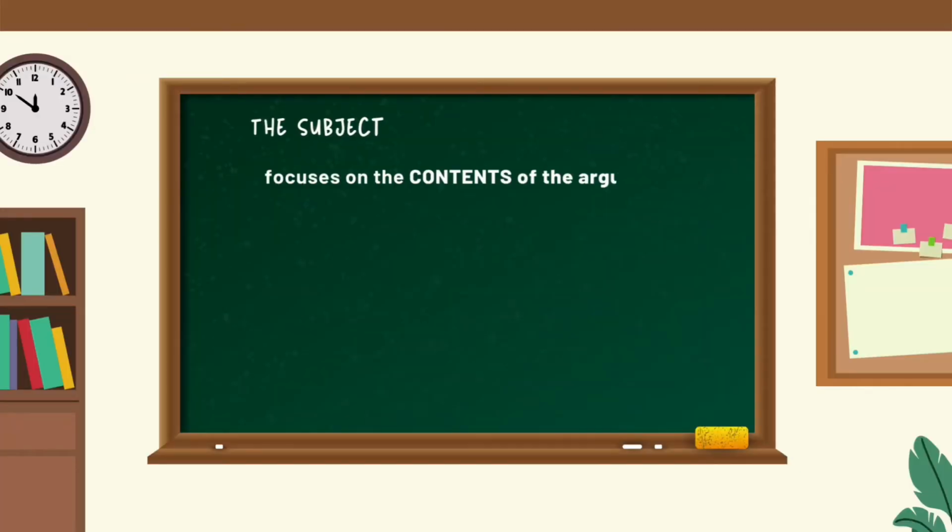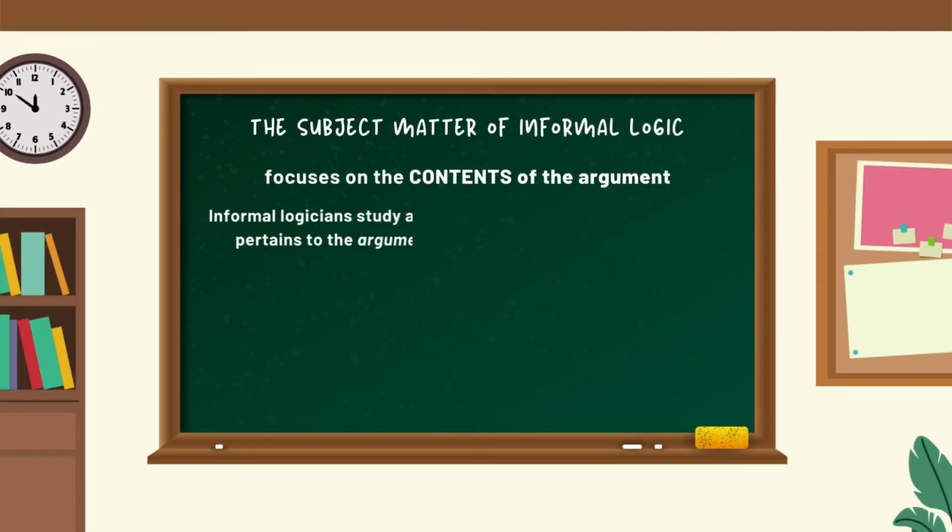Now, the subject matter of informal logic consists of the contents that were discarded when an argument is represented. Kabaliktaran naman ito ng formal logic. In this situation, yung contents naman yung pinagbibigyang halaga. Hence, informal logicians study arguments in their natural setting which pertains to the arguments that occur in the ordinary discourse. O ito yung mga mas common na pinag-uusapan sa araw-araw nating pamumuhay.